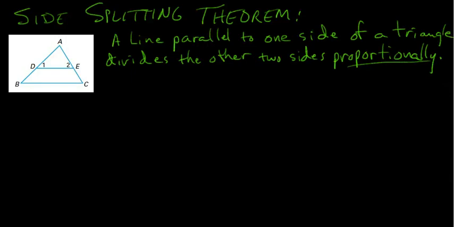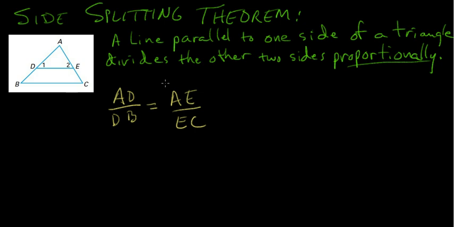It's the side-splitting theorem. The side-splitting theorem says a line parallel to one side of a triangle divides the other two sides proportionally. Here is a line DE which is parallel to BC. So it's parallel to the bottom of the triangle there. And so what we're saying with this rule is that AD over DB equals AE over EC.